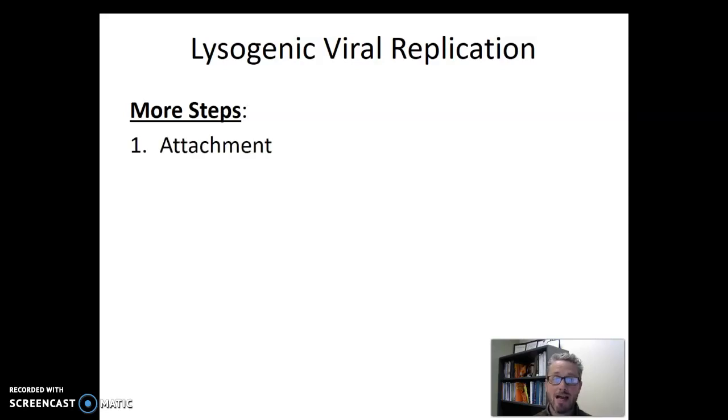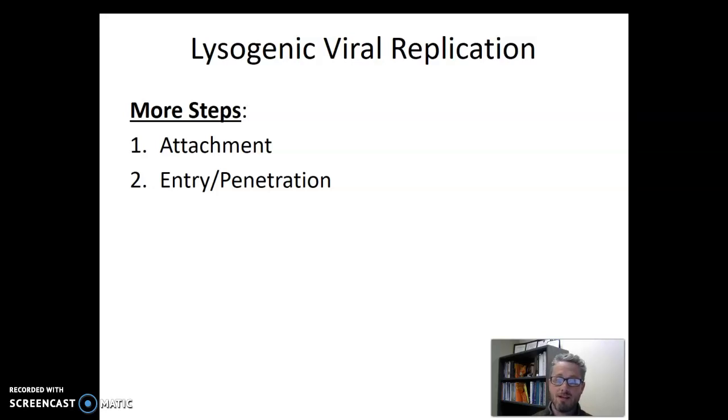The first one is attachment. This is the exact same kind of attachment that happened in the lytic life cycle. So I've labeled it step 1 here. You also saw it as step 1 in my lytic video. After attachment, we're going to get entry or penetration. Again, this step is 100% the same in both the lytic life cycle and the lysogenic life cycle.